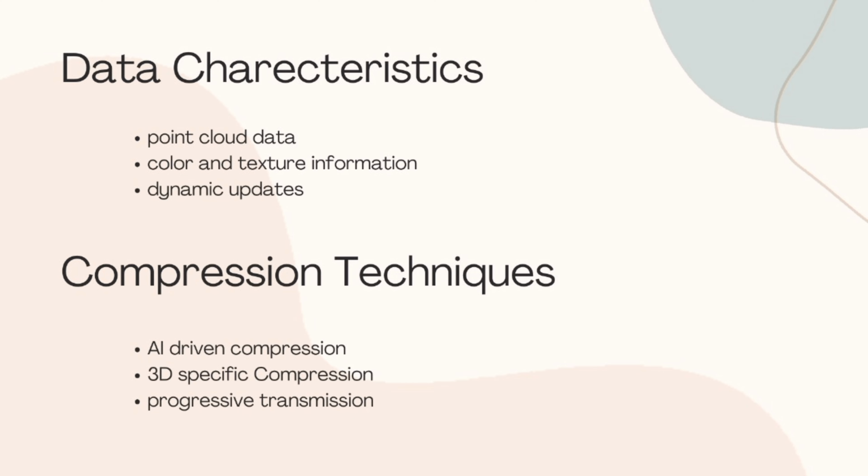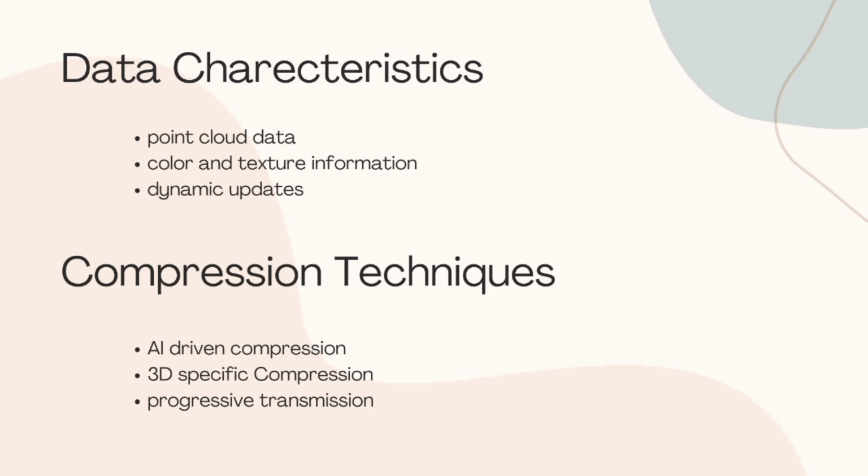The point cloud compression, or PCC, follows three main steps. The first one is geometric compression, which reduces redundancy in the spatial arrangement of points. For example, points in flat surfaces or repetitive patterns are grouped or simplified. The second one is attribute compression. It optimizes the representation of color, texture, and other per point attributes, often by encoding only changes between frames.